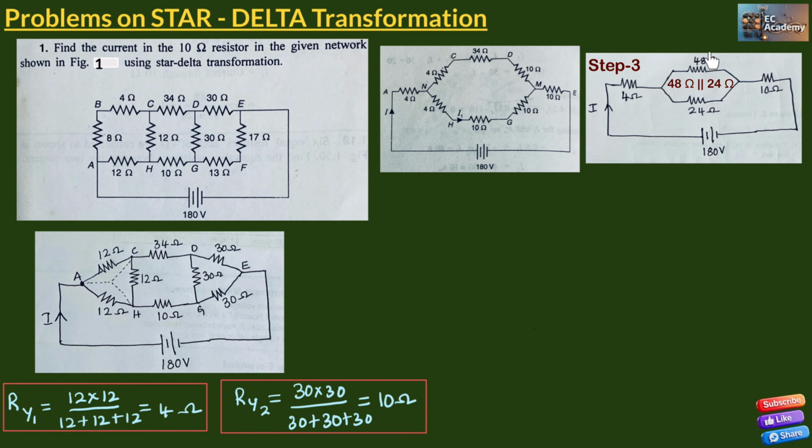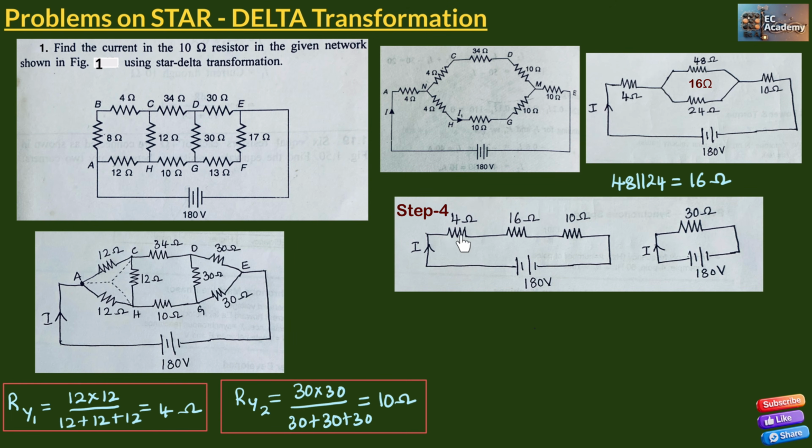Now we can apply the parallel formula for these two: 48 ohm is in parallel with 24 ohm, which will give us 16 ohm. So we can replace these two resistors with a single resistance of 16 ohm, and we get the network as shown in this figure. Here we have three resistors in series, 4 ohm, 16 ohm and 10 ohm. If we apply the series formula, we get 30 ohm. So the total resistance of the network is equal to 30 ohm.